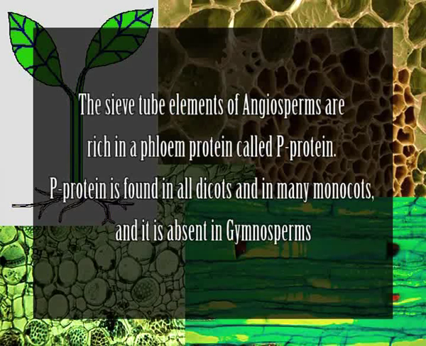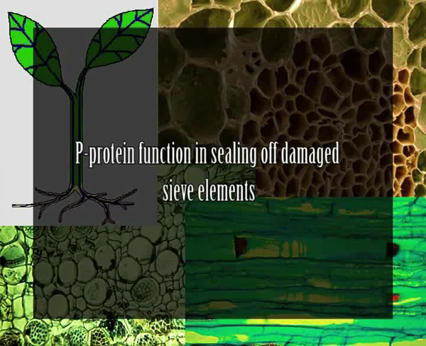The sieve tube elements of most angiosperms are rich in phloem proteins called P proteins. P protein is found in all dicots and in many monocots, but it's absent in gymnosperms. It occurs in different forms depending on the species and maturity of a cell. P protein appears to function in sealing off damaged sieve elements by plugging up the sieve plate pores.